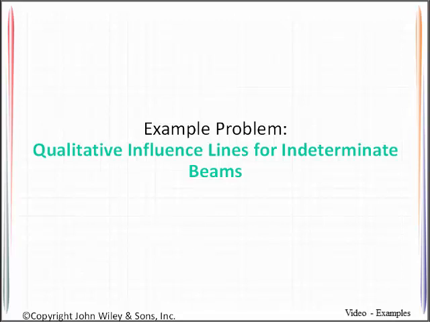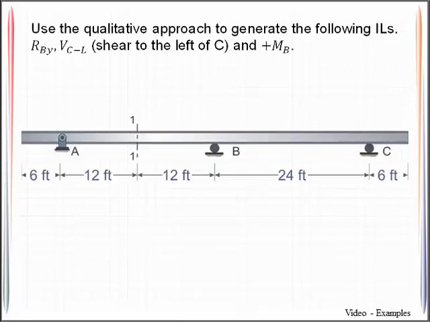Well, hello again. In this example, you will learn how to create qualitative influence lines for an indeterminate beam. Specifically, we will be looking at this multi-span beam, and we'll be looking at the following quantities. Influence lines for the reaction at B, for the internal shear that is just to the left of point C, and for the positive moment located at point B.